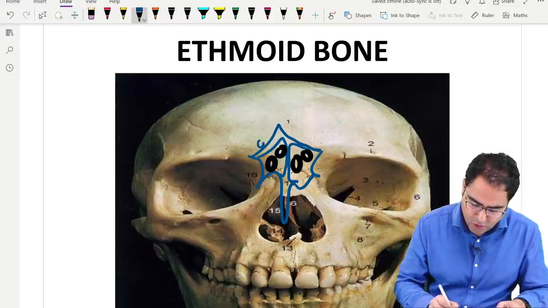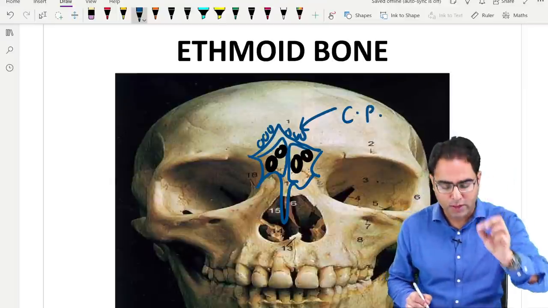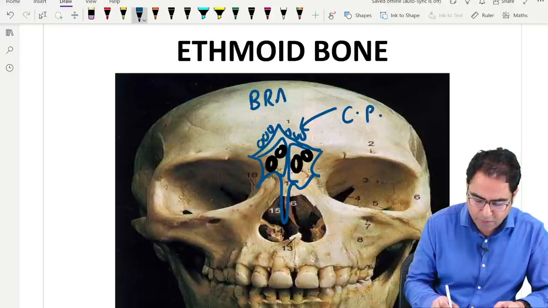In the upper part of the ethmoid, there is something called the cribriform plate, beta. Cribriform plate is a part of the ethmoid bone, and on top of that lies what? Brain, beta. Am I clear?